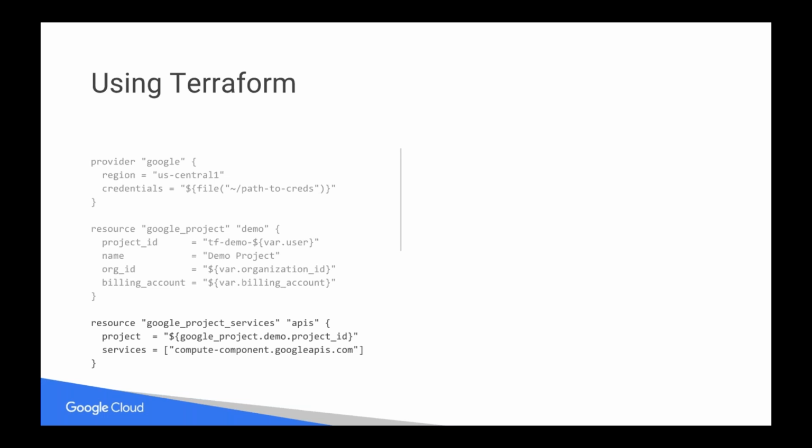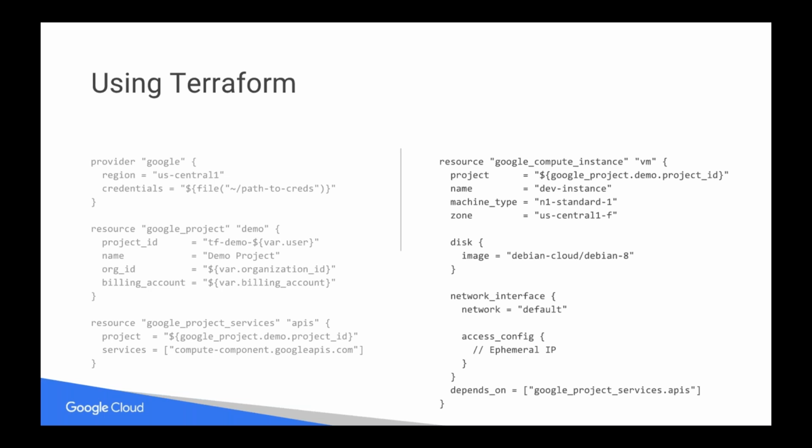Like before, the next thing we have to do is enable the Compute Engine API. And so we've created a Google Project Services resource that links back to our project and enables specifically the Compute Engine API. Then after that, we can create the instance. This has all of the same fields filled out as you saw in the Cloud Console version, but now it's been Terraformified. Notice also at the end that it depends on that Google Project Services APIs. This is a way for us to tell Terraform that we need the APIs to be finished enabling before we can actually create the instance.